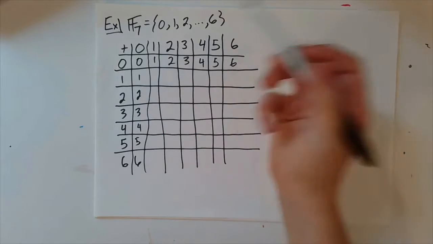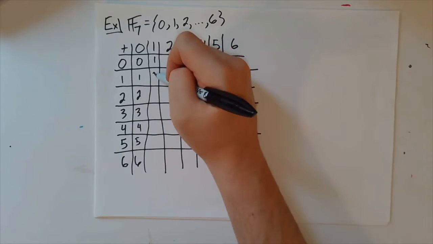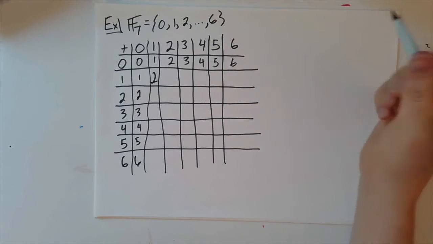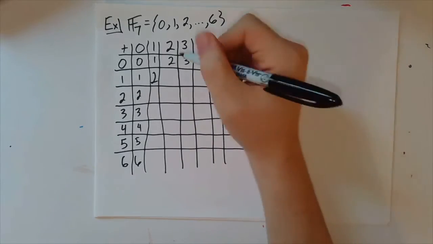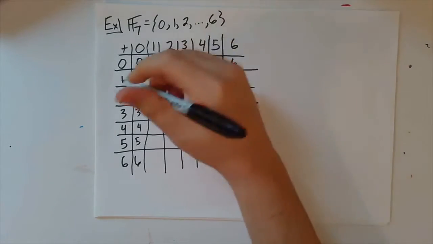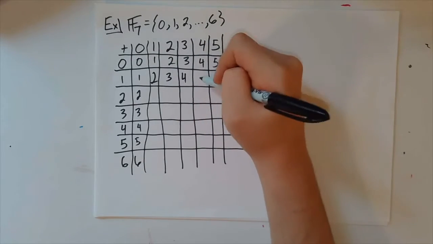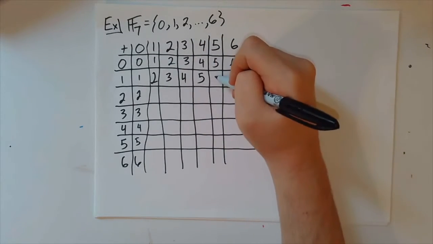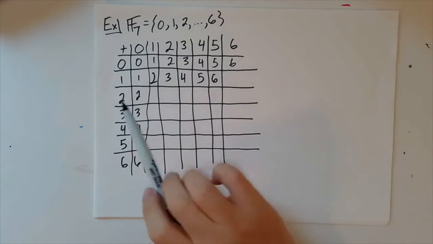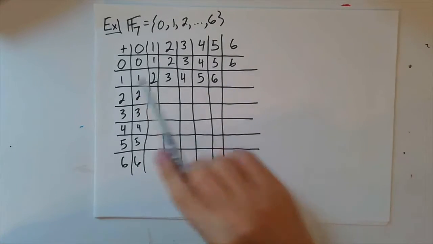Okay, so then what's 1 plus 1? Well, 1 plus 1 is 2. No big surprises there. In fact, if I go across this table, 1 plus 2 is 3, 1 plus 3 is 4, 1 plus 4 is 5, 1 plus 5 is 6. And now, here's an interesting question. What is 1 plus 6?